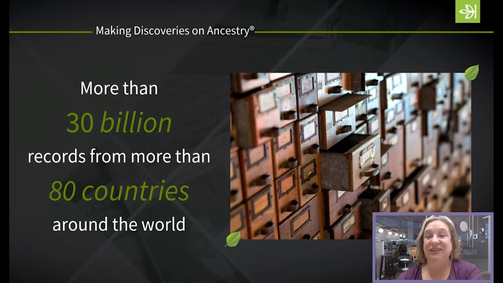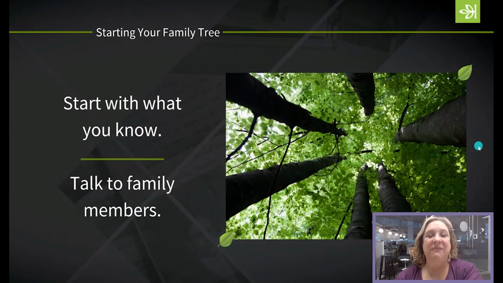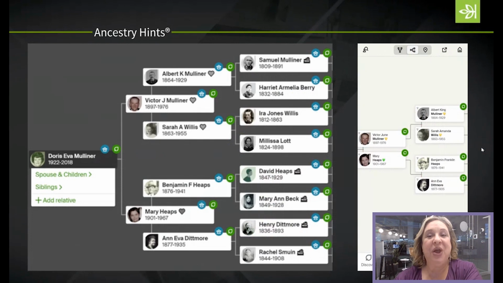Now, on Ancestry, there are more than 30 billion records, and those records come from more than 80 countries around the world. When you've started your tree with what you know and you've talked to your family members and you've added that information online, what you may notice is that you start getting these little hints that pop up. Whether you're viewing your tree through a web browser or on the mobile app, it's the same. You'll see those little hint leaves show up.